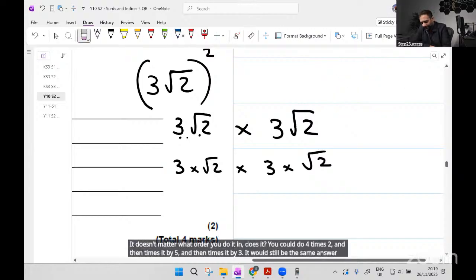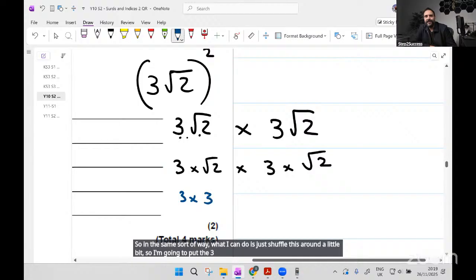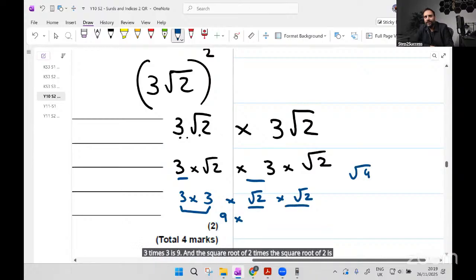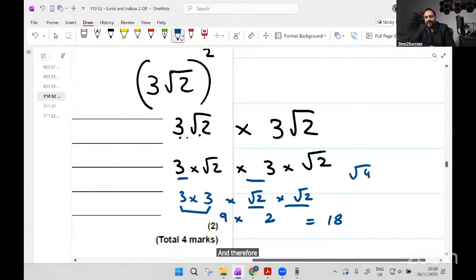So in the same sort of way, what I can do is just shuffle this around a little bit. I'm going to put the 3 and the 3 together, 3 times 3, and the square root 2 and the square root 2 together. 3 times 3 is 9. And the square root of 2 times the square root of 2 is the square root of 4, which becomes 2. And therefore the answer is 18.